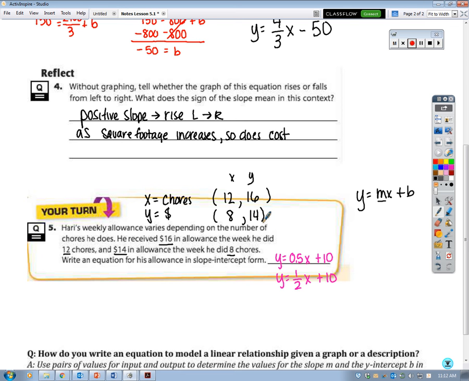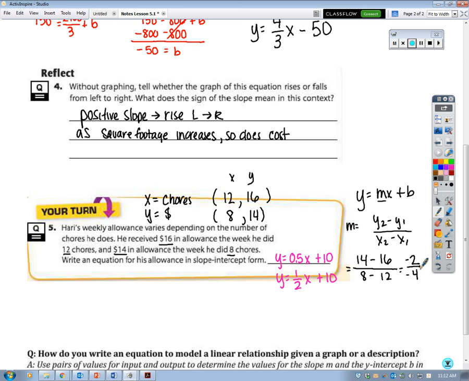So I've got 2 points. And from these 2 points, I can use my y2 minus y1 over x2 minus x1 to get my rate of change, the amount he earns per chore. So I've got 14 minus 16 over 8 minus 12. So 14 minus 16 is negative 2, and 8 minus 12 is negative 4.